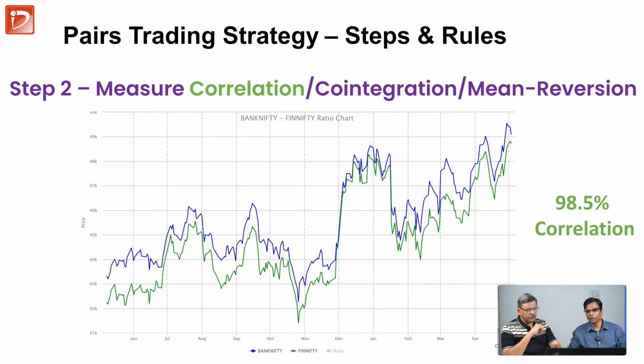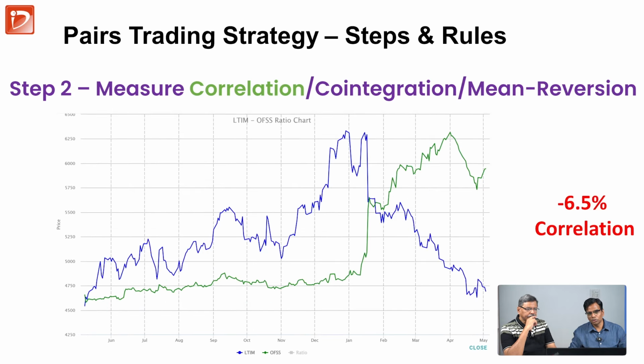Just a silly question. Earlier you said -1 to +1, and now this 98.5 was also correlation, right? Yes. So 1 means 100% basically. Okay, so 100% means 1. So 98.5% correlation is very high, and this is a perfect pair for pairs trading.